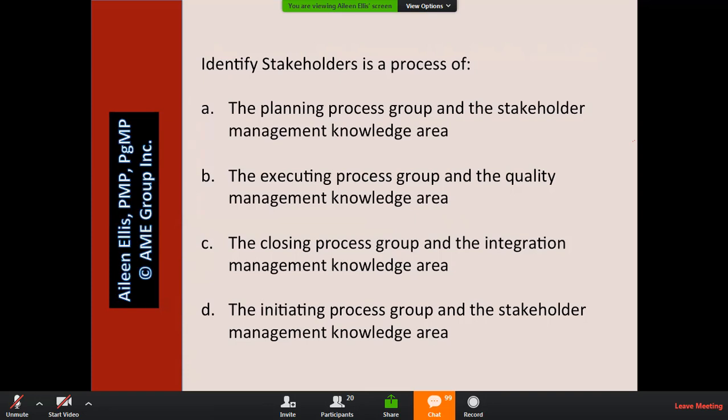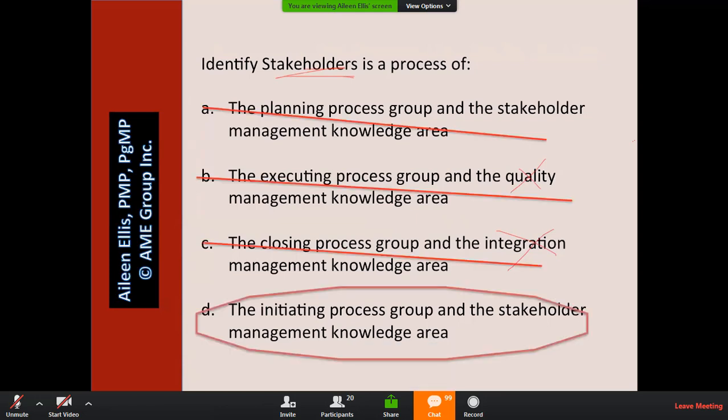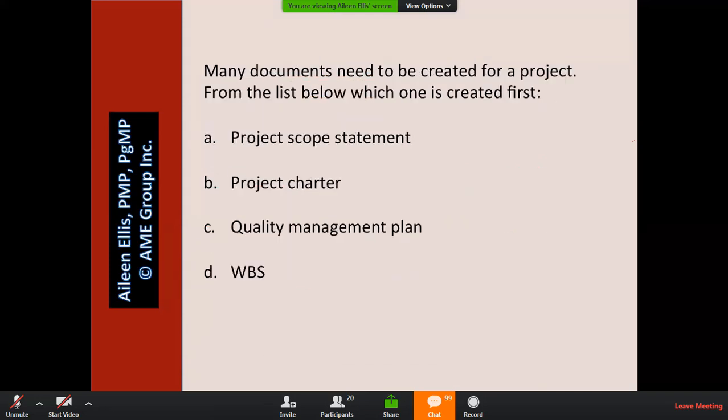Identify stakeholders is a process of. When I look at this, I see the word stakeholders in the question. I know B must be wrong because of the word quality. I know C must be wrong because of the word integration. So I'm left with A and D. Do I think it's part of planning or part of initiating? I think it's part of initiating because identify stakeholders is one of the first things I do on the project. So answer D, initiating process with stakeholder knowledge area.